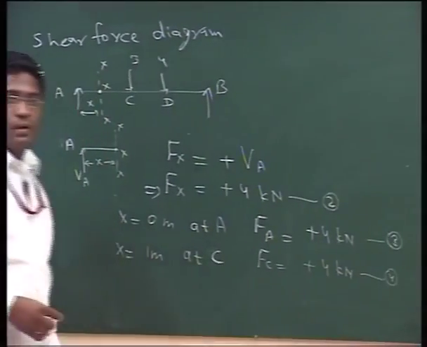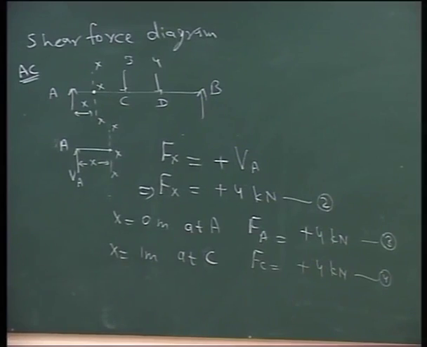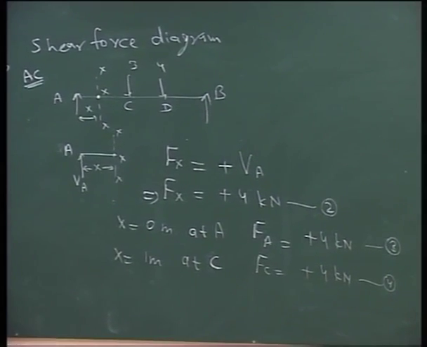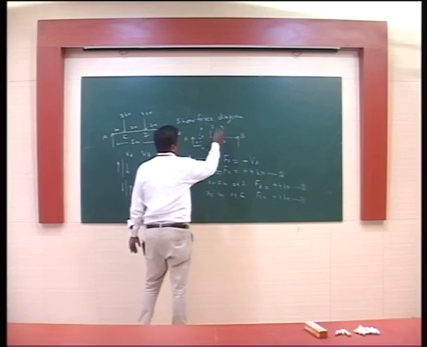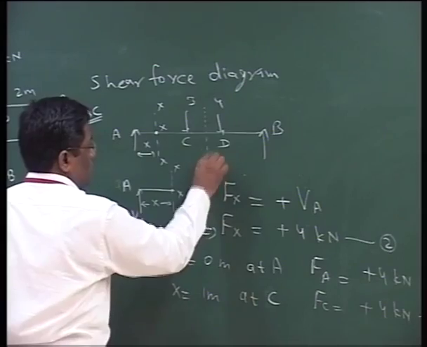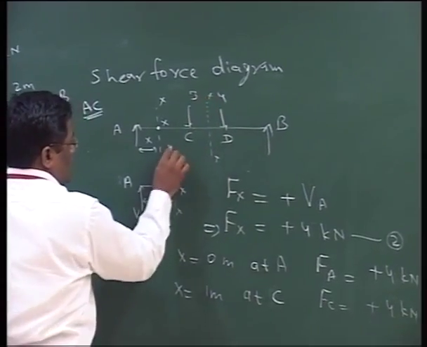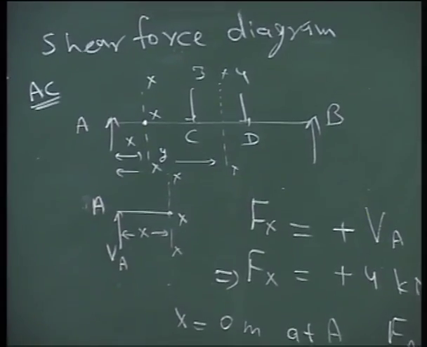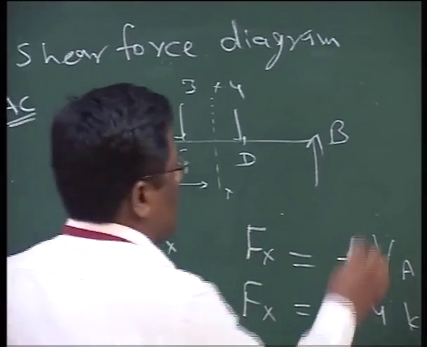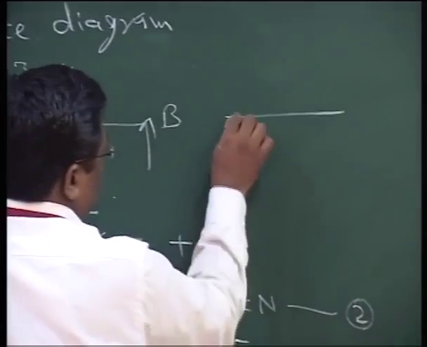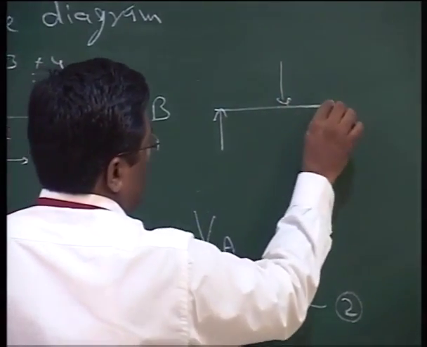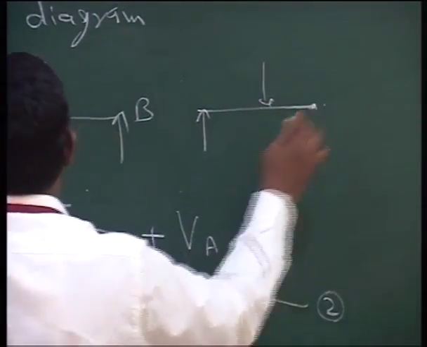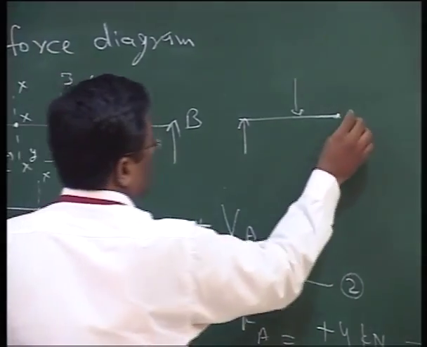Quite simple. Now, if we talk about the portion CD. In the CD portion, if we take a section here, which is at y distance from A, then what will happen? If I draw this particular section alone, then it will be like this, a point Y.